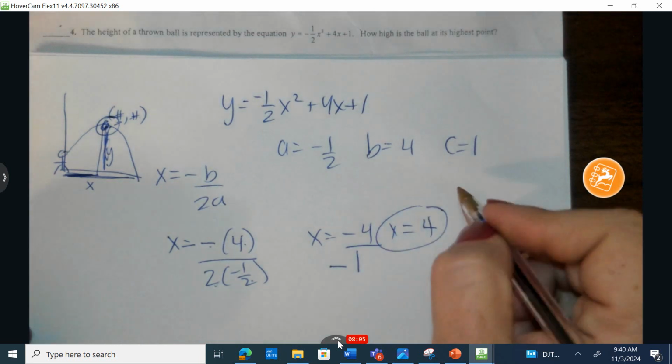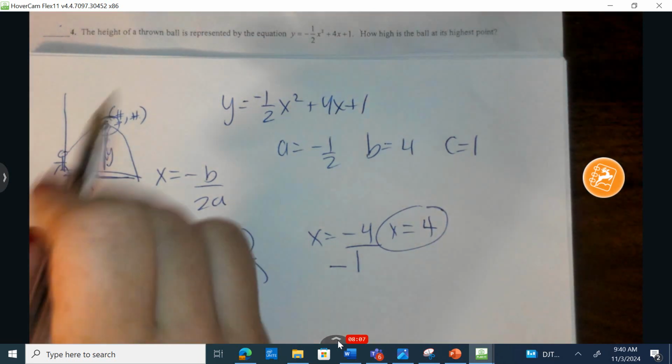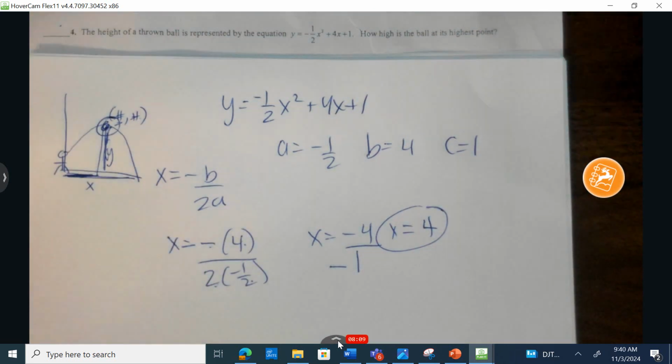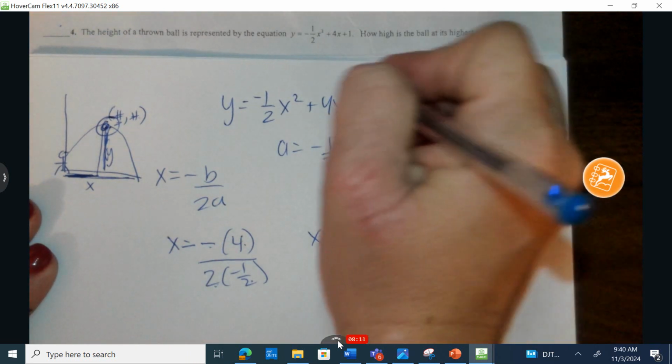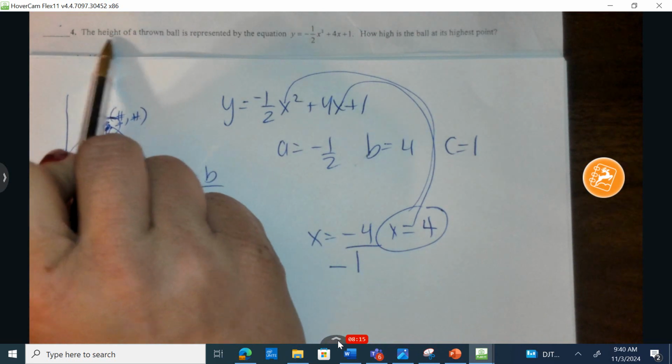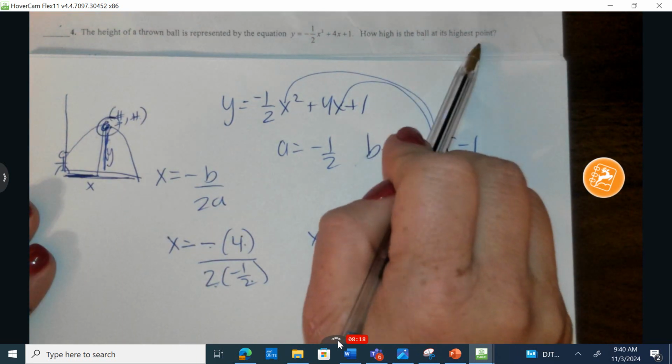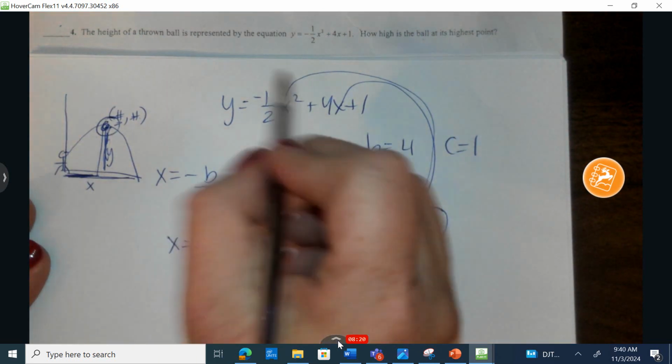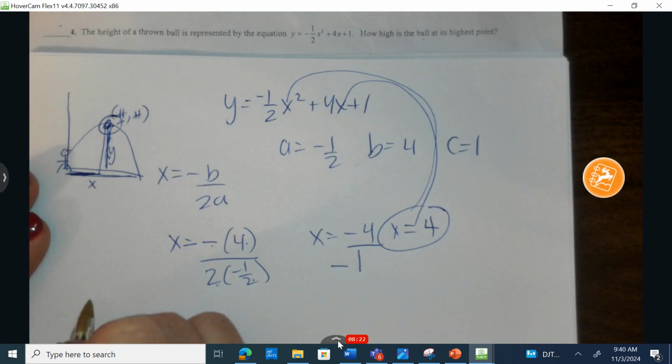So x equals 4, but I'm not asked to find the x, I'm asked to find the y. So I know that x is 4. If I substitute it back in, I'll be able to figure out the y, and the y is the height. That's what I'm trying to achieve. What is the highest point? So let's plug in 4 here.